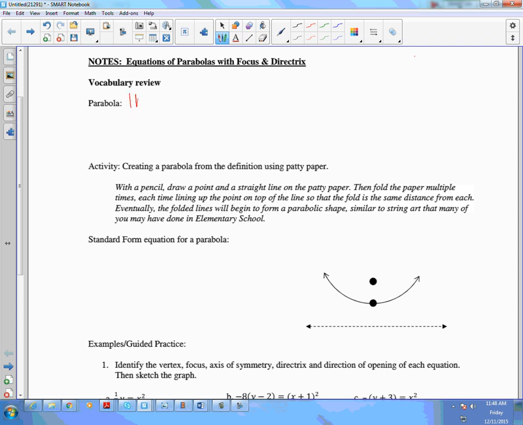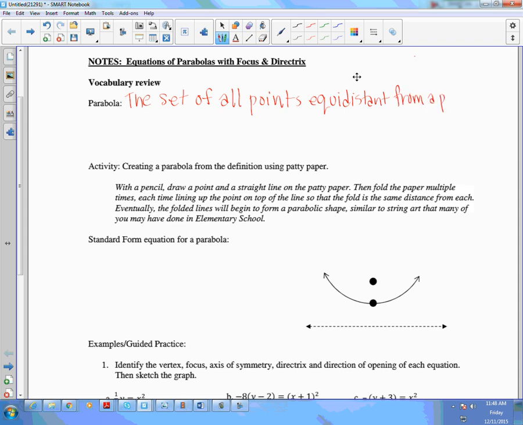Parabola is the set of all points equidistant. Distant means equal in the distance. We just kind of switch the words together. Equidistant means equal in distance. From a point called the focus and a line called the directrix.